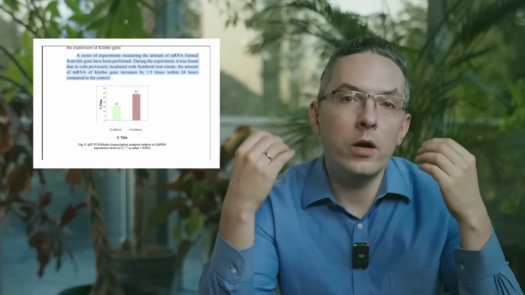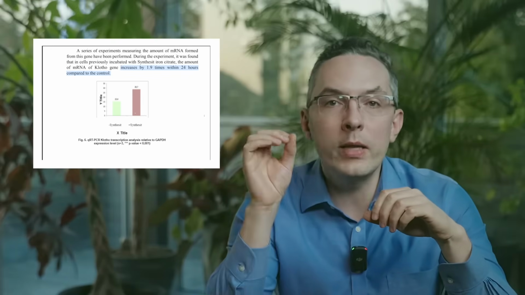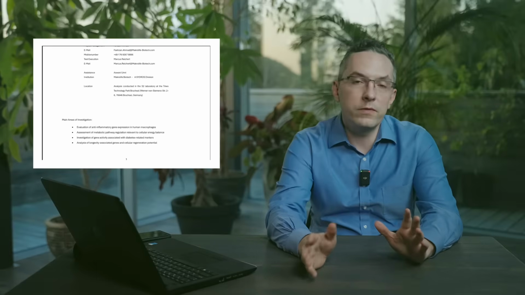The Klotho gene and the protein it codes for are your body's built-in anti-aging program. Supported, you have a chance not just to live to 100, but to live these years actively, with a clear mind and a healthy heart. According to the research, Synthesit is one of the keys to activate this program, and we later learned even more about this. And now the most important study, which was completed just this year, in 2025.